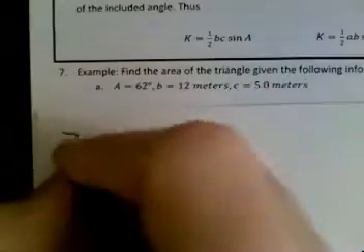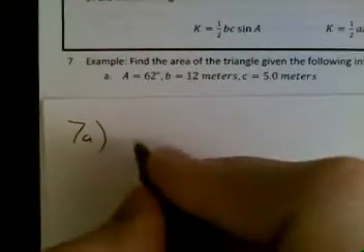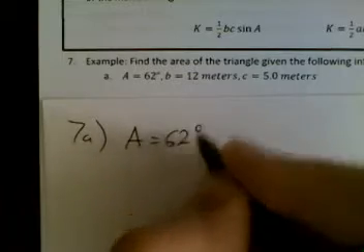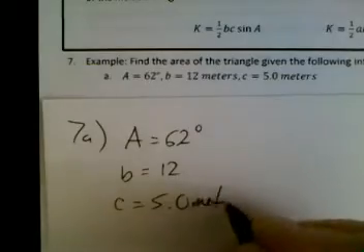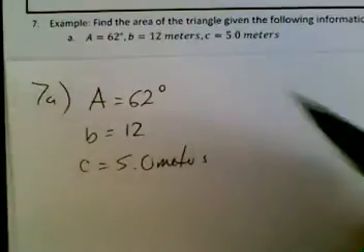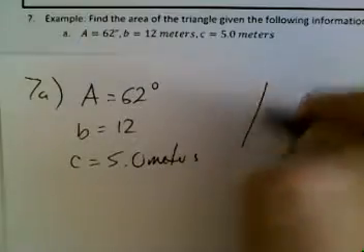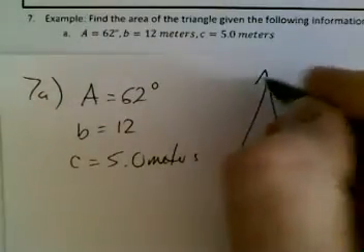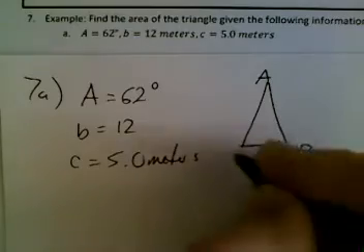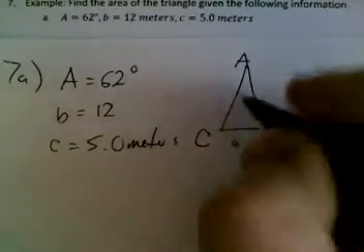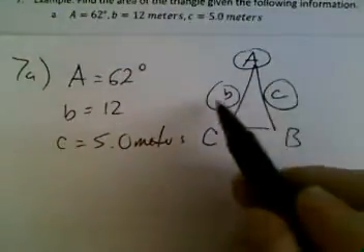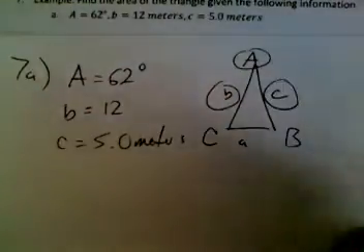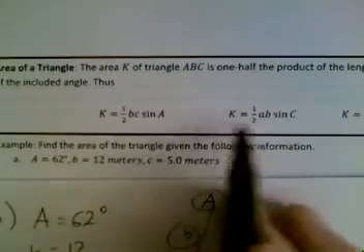So, for number 7a, it says find the area of the triangle given the following information. I have A is 62 degrees, I have B is 12, and I have C is 5.0. I'm going to go ahead and put that in there, meters. Okay, so how do I find the area of this triangle? Well, I'm going to go ahead and write this out. If I put the A here, little a is here, I'm going to put the big B and big C here. That means that this is B and C. I have this piece, and this piece. I have the two sides and the included angle. I can utilize the formula up here.